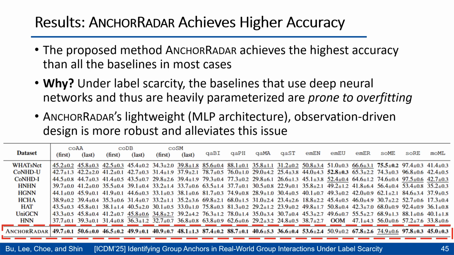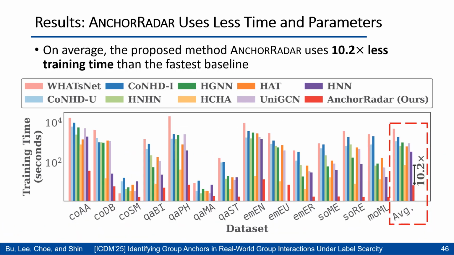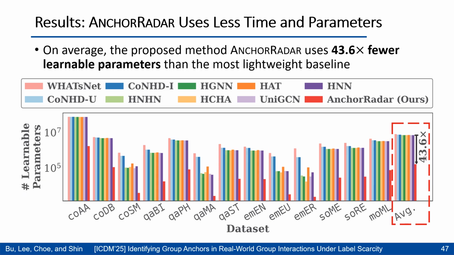Let's look at the results now. First, the proposed method achieves the highest accuracy in identifying anchors in real-world group interactions. We believe that this superiority comes from the lightweight and observation-driven design of our method, which is more effective and more robust under label scarcity. With a lightweight design, the proposed method uses on average 10.2 times less training time compared to the fastest baseline. Also, it uses on average 43.6 times fewer learnable parameters compared to the most lightweight baseline.